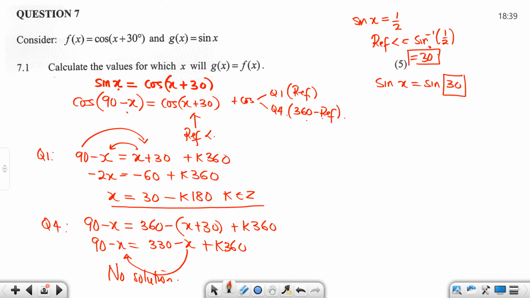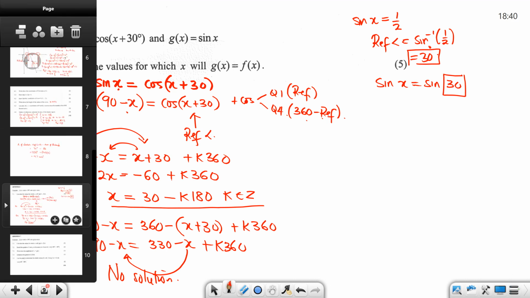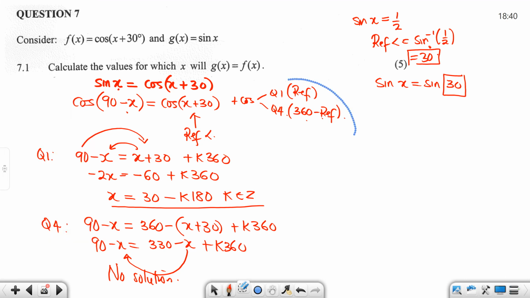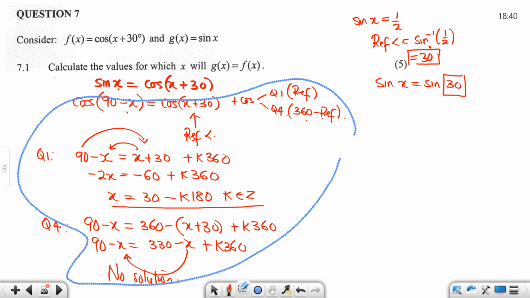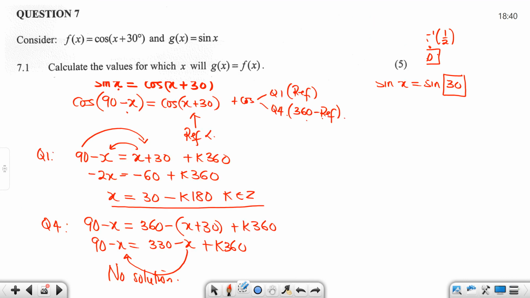Let's try. We changed sine to cos. Let's change cos to sine. Guys, we're just going to repeat the same process but working with a different trig ratio. So I'm going to take all of this out.